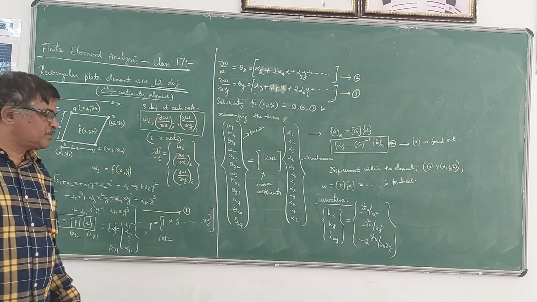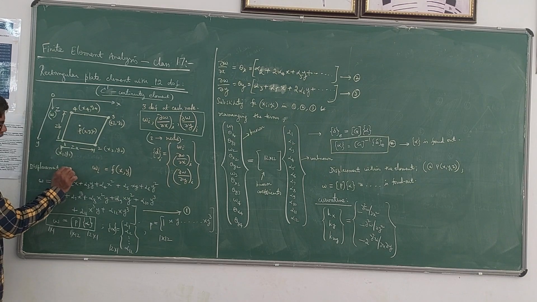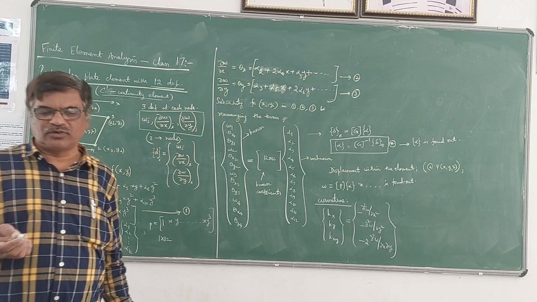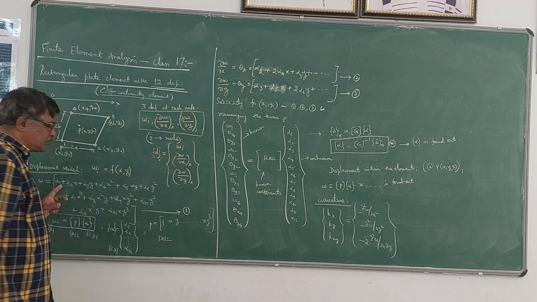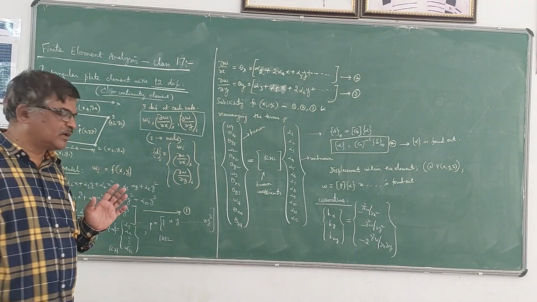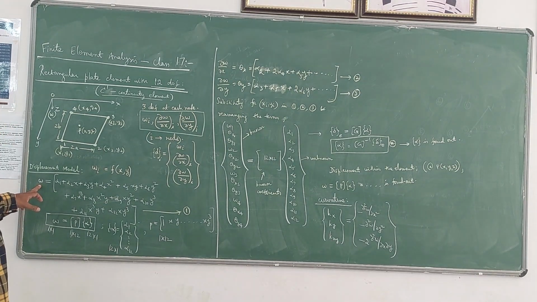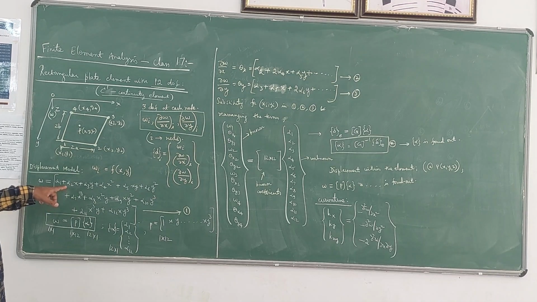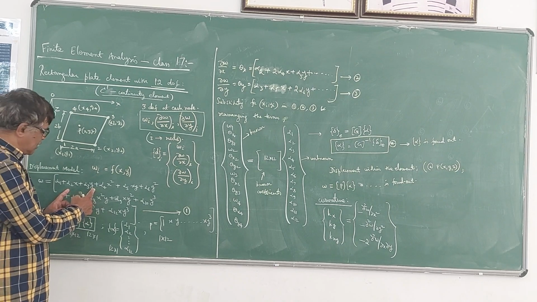Now when you are assuming the displacement model W, we have to refer to the Pascal triangle which I had explained earlier. It should be symmetrical with respect to both x and y. So the terms you have to choose in the displacement model or function should be in such a way that it should be symmetrical with respect to both x and y. So in this case, the displacement function W in the z direction is assumed like this: alpha 1 plus alpha 2 x plus alpha 3 y. So these are symmetrical about x and y.